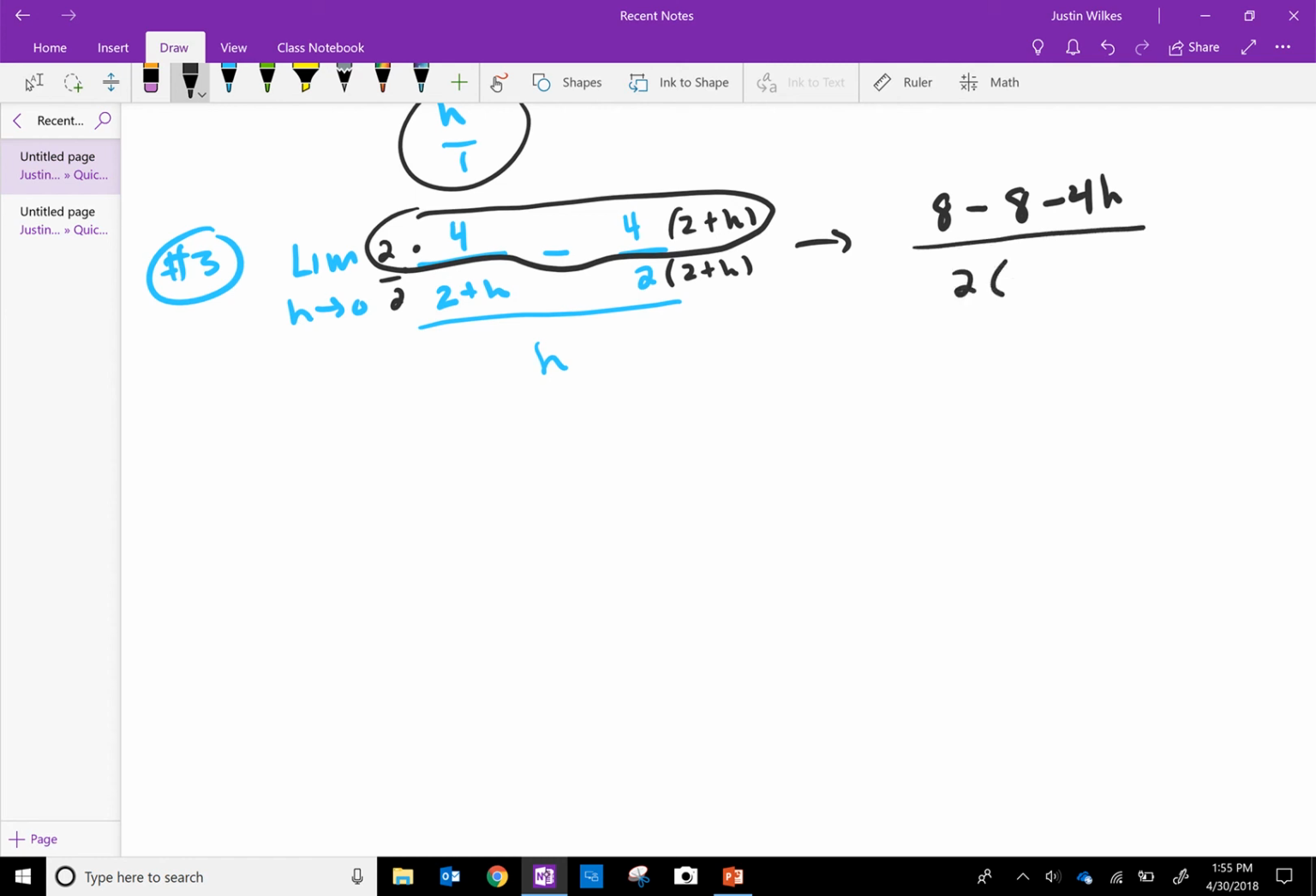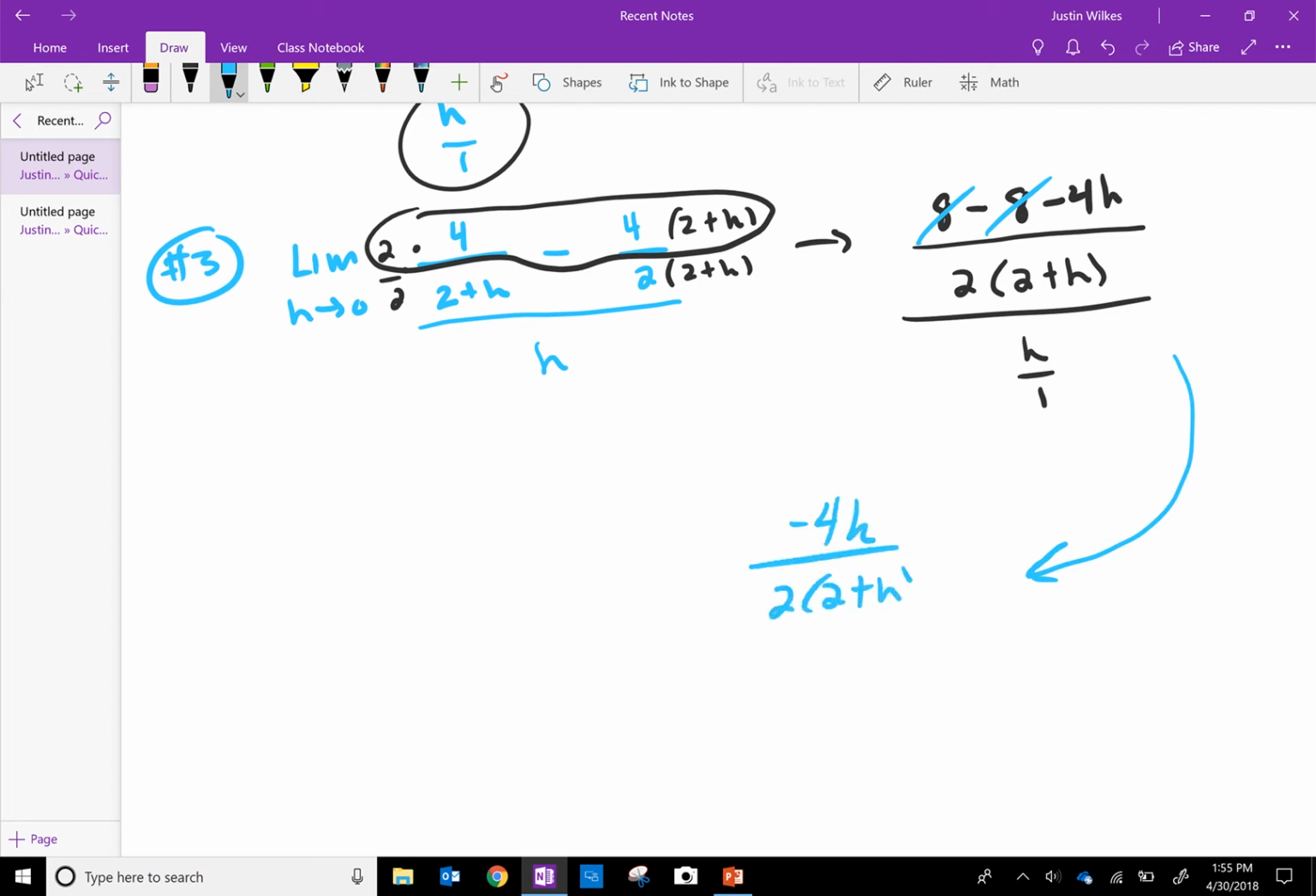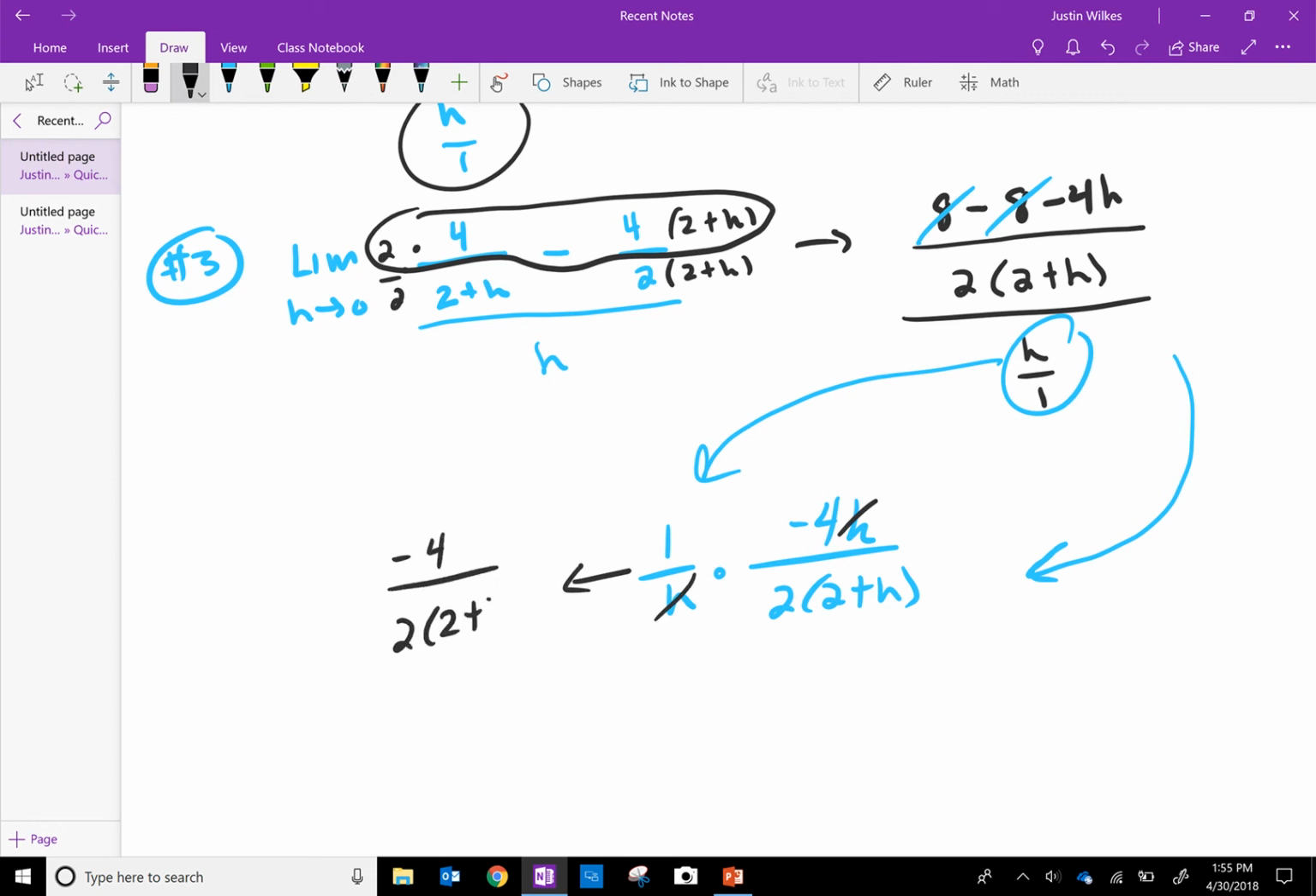So I have 2 times 2 plus h on bottom. This is all over h over 1. So on the top, 8's cancel. That's going to leave me with negative 4h over 2 times 2 plus h, don't distribute, and that's over h over 1, but dividing by a fraction is the same as multiplying by the reciprocal. So I'm going to flip it over and turn it into a product. h cancels h, so therefore I'm left with negative 4 over 2 times 2 plus h.